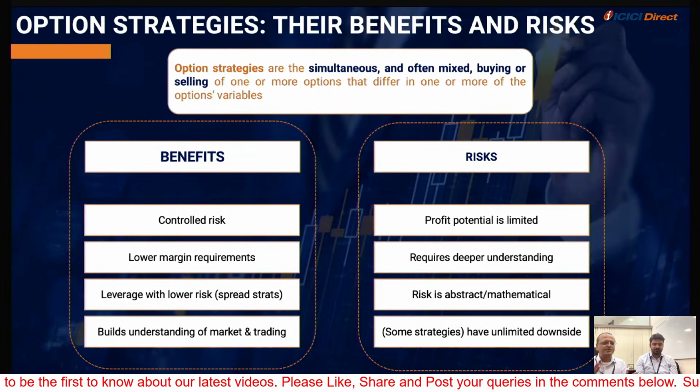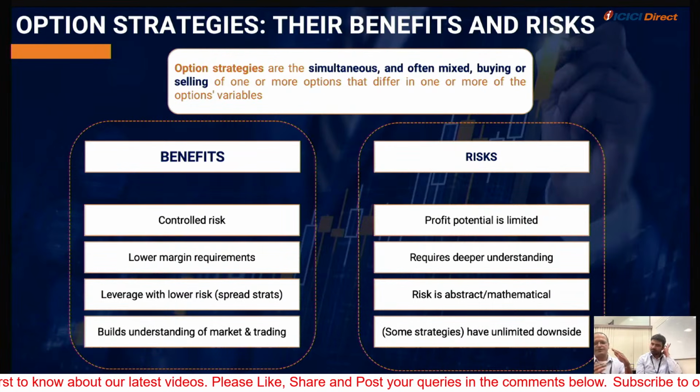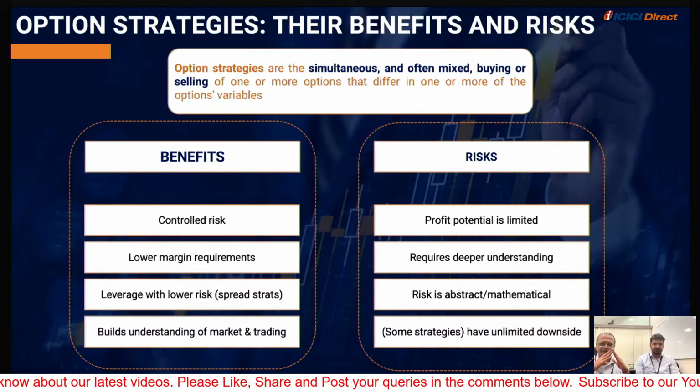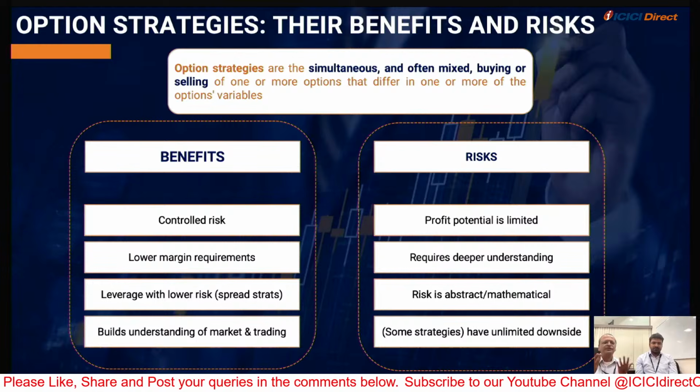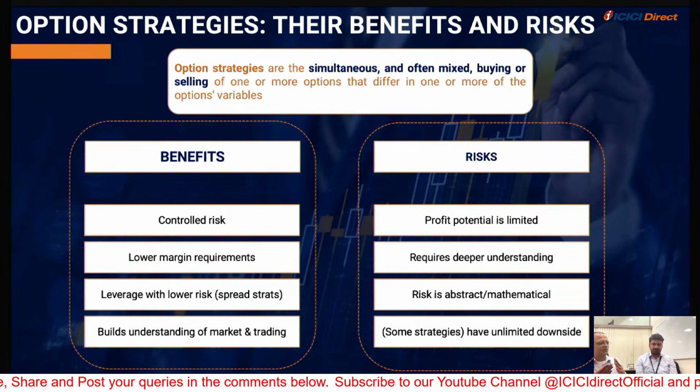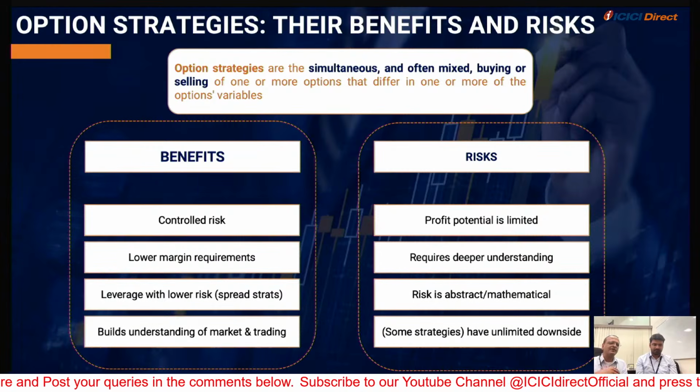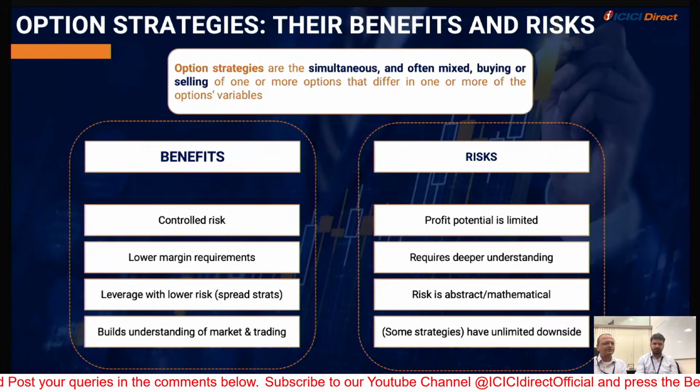Now, what are the risks and benefits of using option strategies as opposed to naked options? The first thing you've already done by using an offsetting position is that you have controlled the risk. Your unlimited downside is on this side, so you have kept a limited upside on the other side. If the market runs one way, you can profit from the other leg, or the two can offset each other. Similarly, you sell one option and buy a similar option, so you can have lower margin requirements. Then you can also leverage with lower risk.